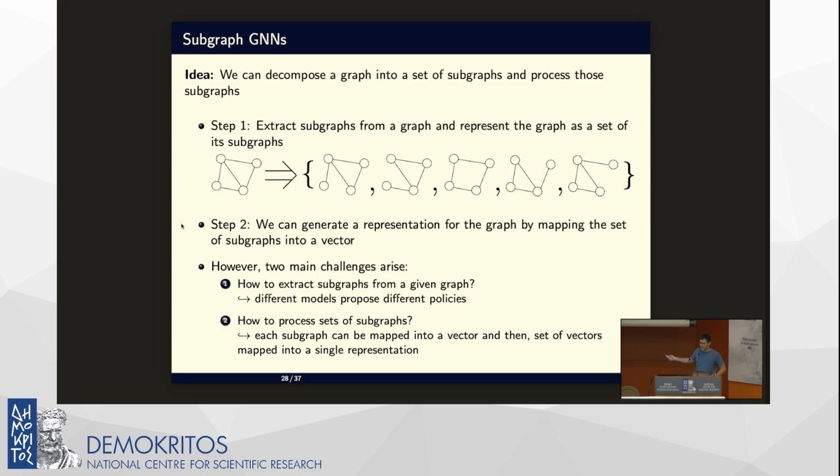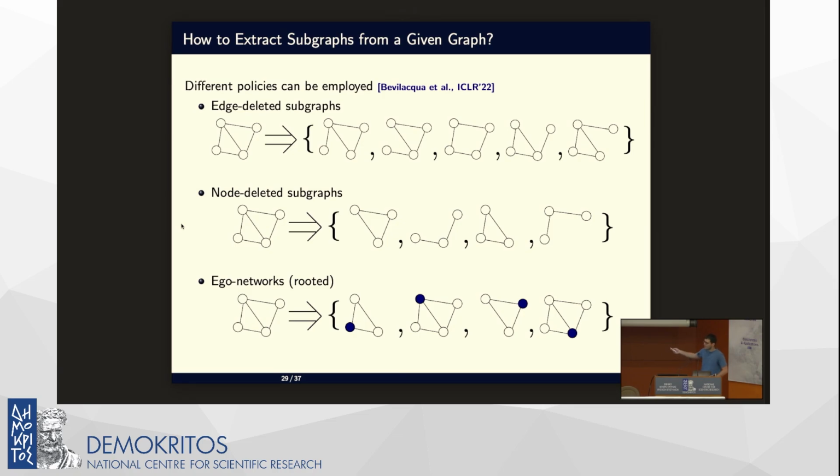For the first challenge, there are different strategies that have been proposed. For instance, edge-deleted subgraphs, where we remove one edge at a time. Node-deleted subgraphs, where we remove one node at a time. And this is a third strategy, Go networks, where we extract subgraphs that are rooted at the different nodes. So you see that these are the roots of the different subgraphs.